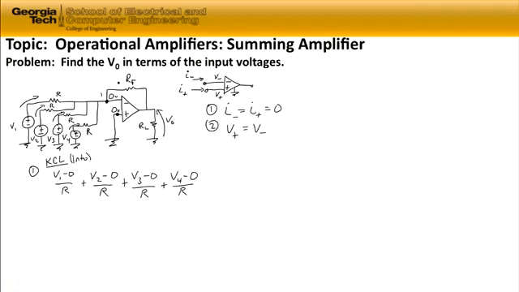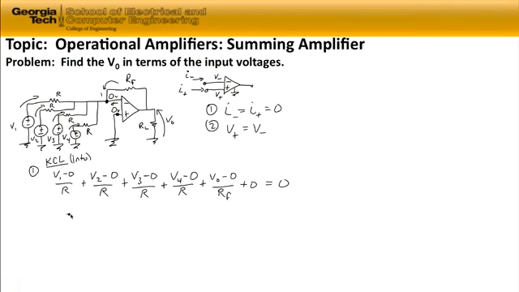The other currents flowing into node 1 are the current through the feedback path, which is V out minus 0 over RF, and the current flowing directly out of the op amp's inverting terminal, and we know that current is equal to 0. The sum of all the currents is equal to 0. So what we end up with is an equation which relates V out with all the input voltages.